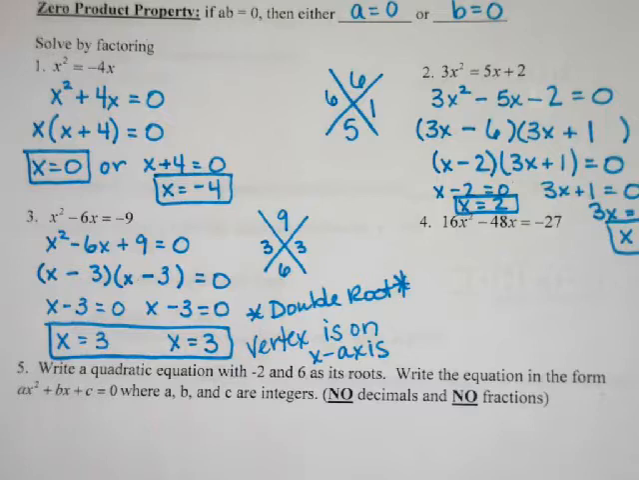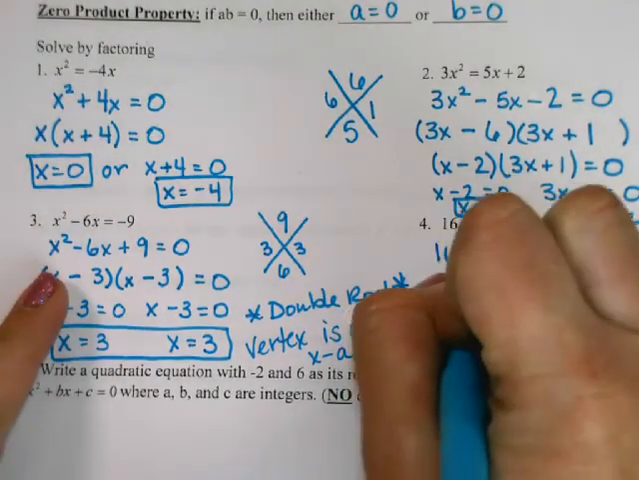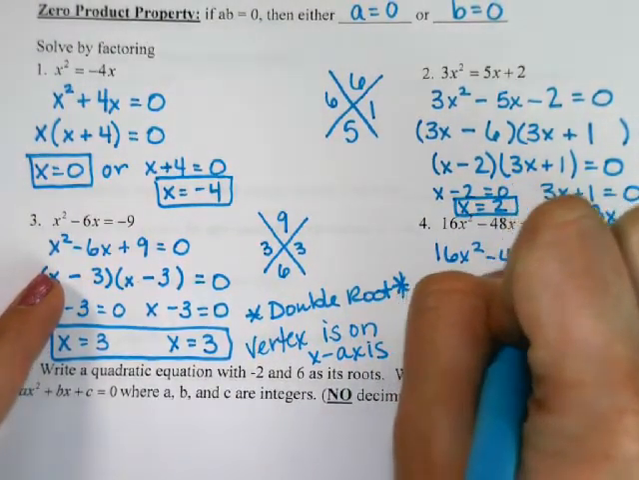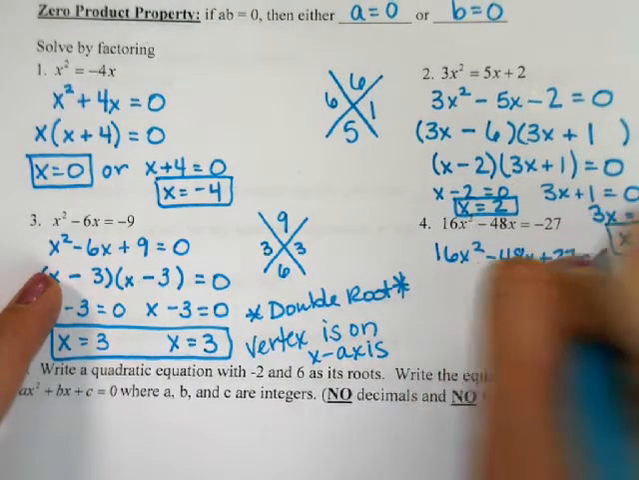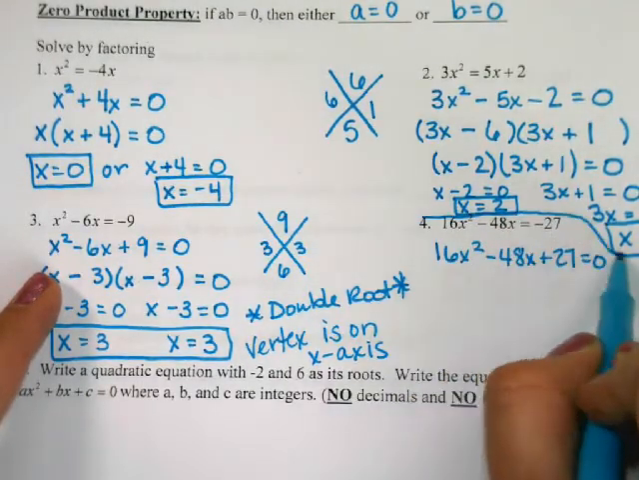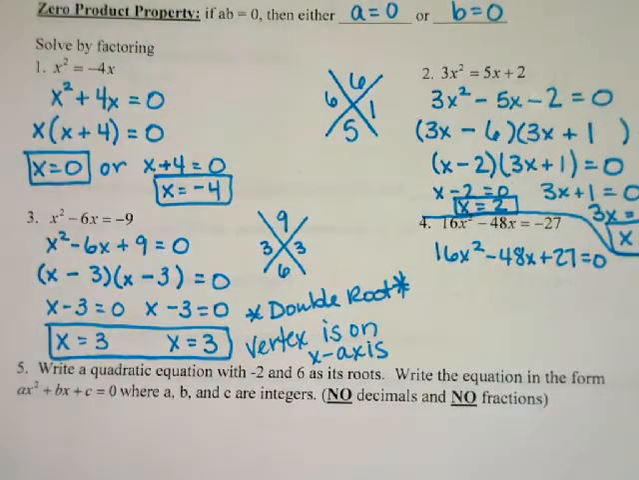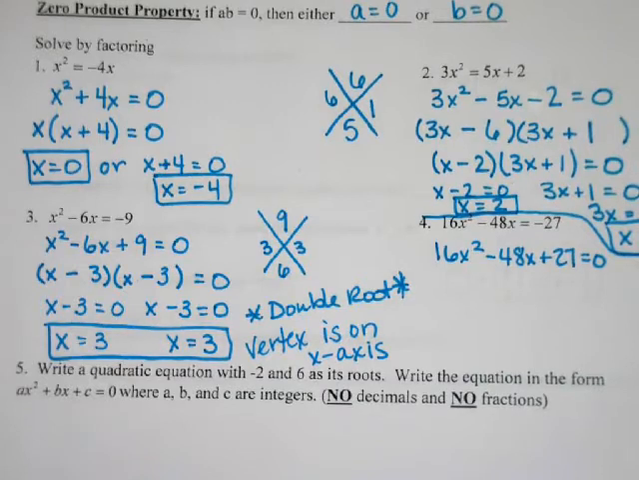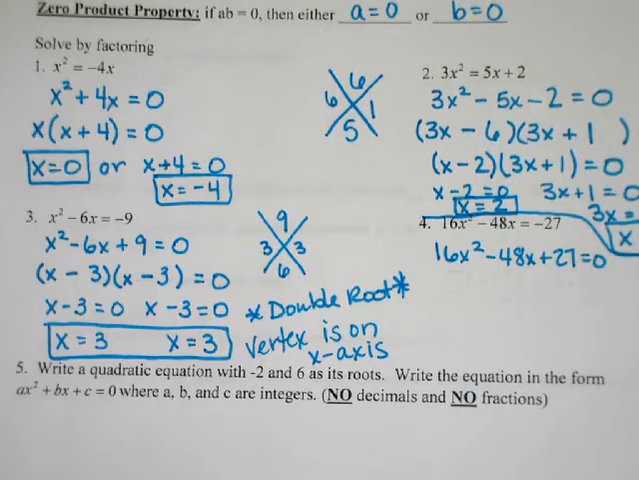Oh boy, number 4, those numbers look big. Let's do it together. What do I have to do first? Equals 0, right? Move the 27. Do 16, 48, and 27 have anything in common? Unfortunately, no.